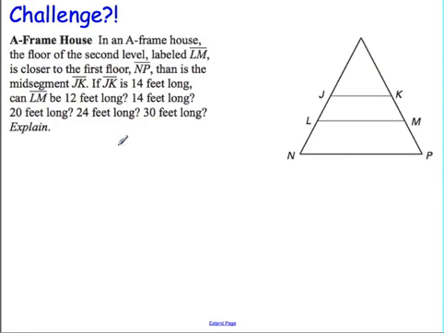Okay, this is an A-frame. This is a little bit more challenging, not too much more difficult. There used to be a lot of A-frame houses back in the day, and I don't know when that day was. It was before my time, which was probably a long time ago.